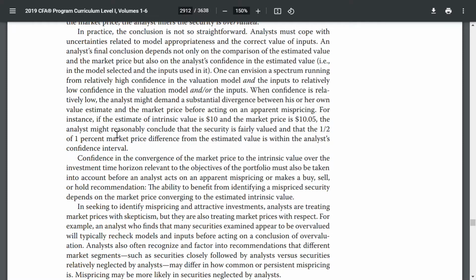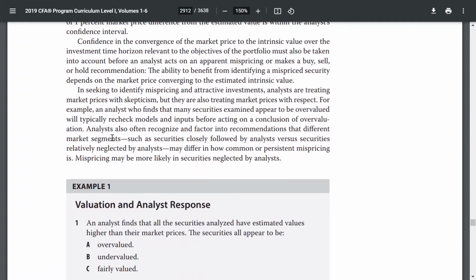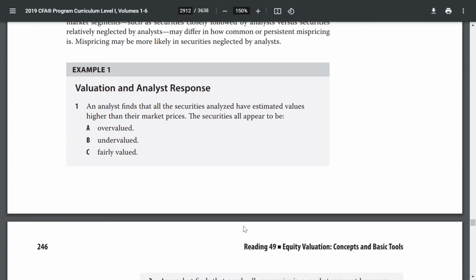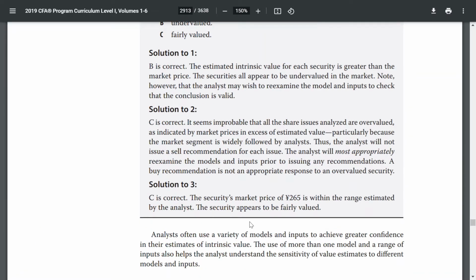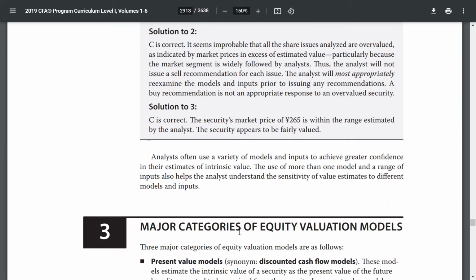The ability to benefit from identifying a mispriced security depends on the market price converging to the estimated intrinsic value, and in seeking to identify mispriced and attractive investments, analysts are treating market prices with skepticism, because once again, markets are not perfectly efficient, and the efficient market hypothesis does not fully apply in the world, so there are inefficiencies. So assets can be underpriced, overpriced, or fairly priced.